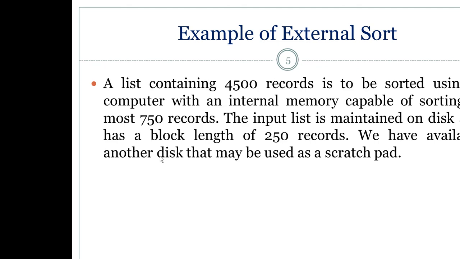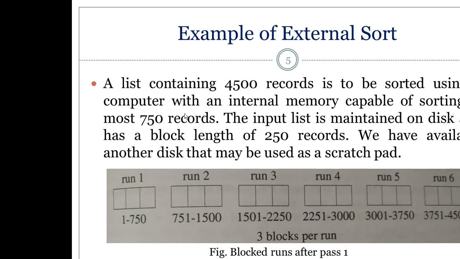Okay, so if we want to load 750 records in main memory from secondary memory, we have to use 3 blocks for that. In the first block, the first 250 records will be written into main memory, then the next 250 records, then the next 250 records. Likewise, even though the RAM can hold 750 records, we need to load 3 blocks of size 250 records. Okay, so this is the output of pass 1.